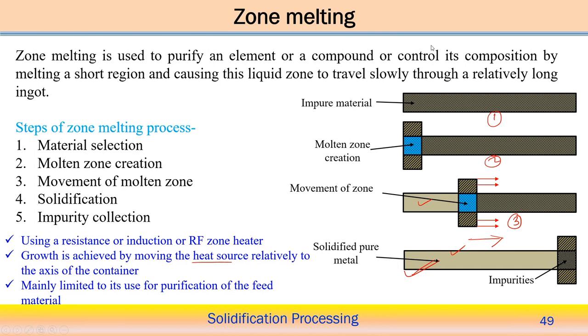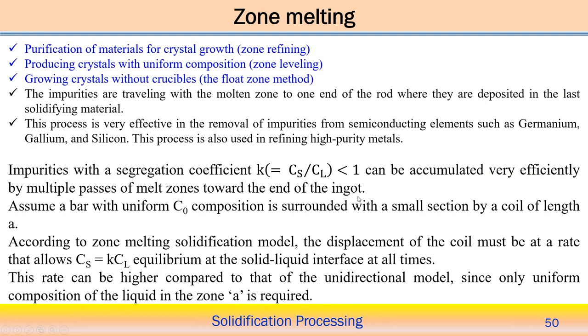The second one is producing crystal with uniform composition. That is called the zone leveling process. And finally, growing crystal without any crucible. That means the float zone method can be utilized. In this case, we need some kind of support at the bottom probably, but the solidification can be done without using any kind of crucible. That is why this is called the float zone method as well.